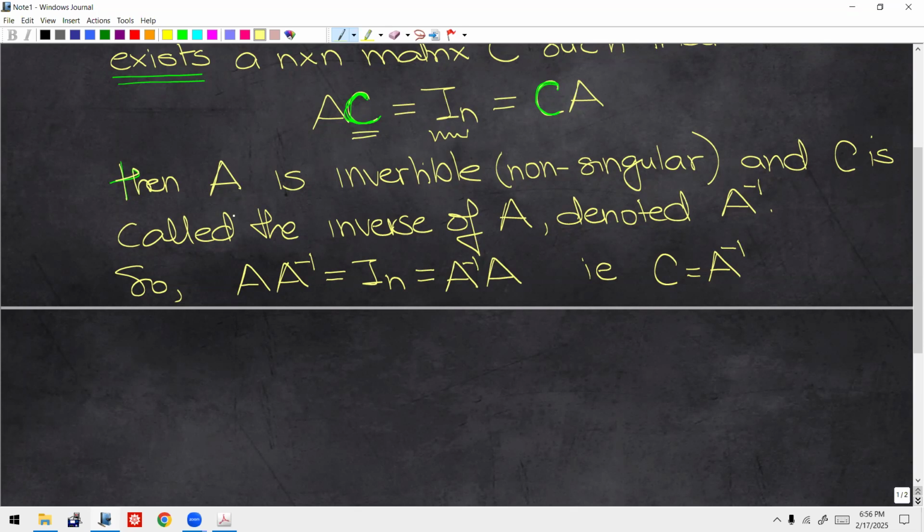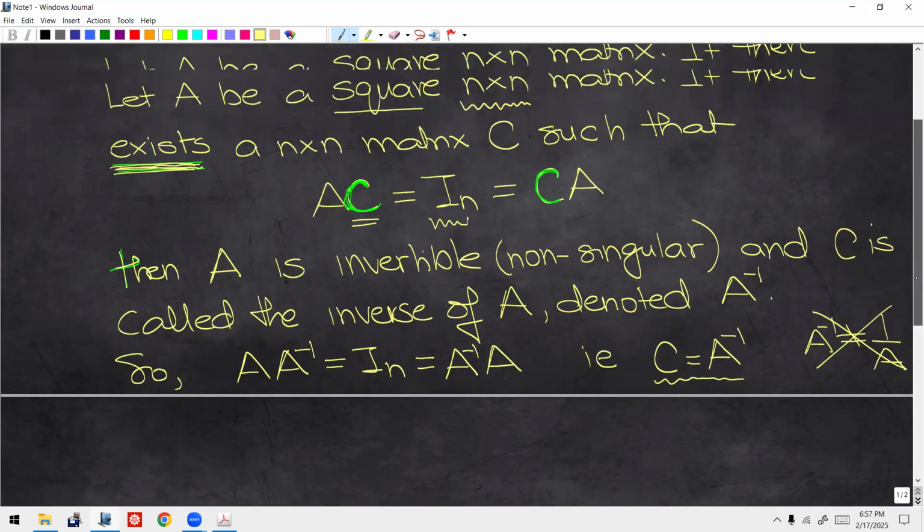And we also say, because we can find that C, we say A is invertible. That means there exists an inverse of that matrix. And again, I want to stress this, not every matrix has an inverse. And we denote that C matrix by A raised to -1, okay? Now note here, A raised to -1 is not the same as 1 over A, okay? So that is not true, so please don't do that with matrices, okay? All right, so that is a definition of an inverse matrix.